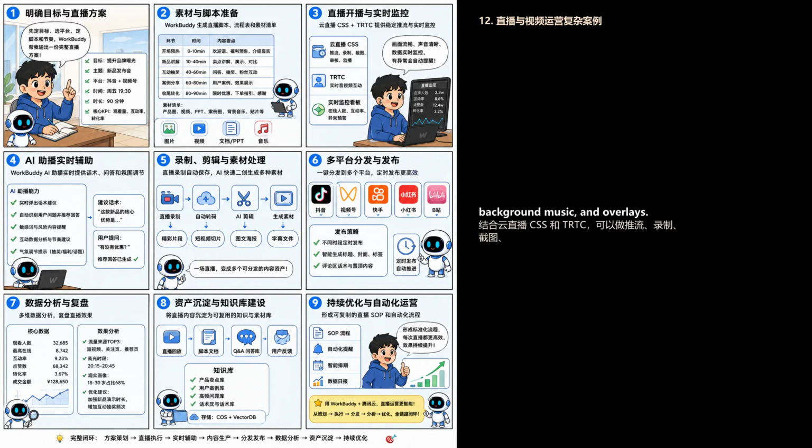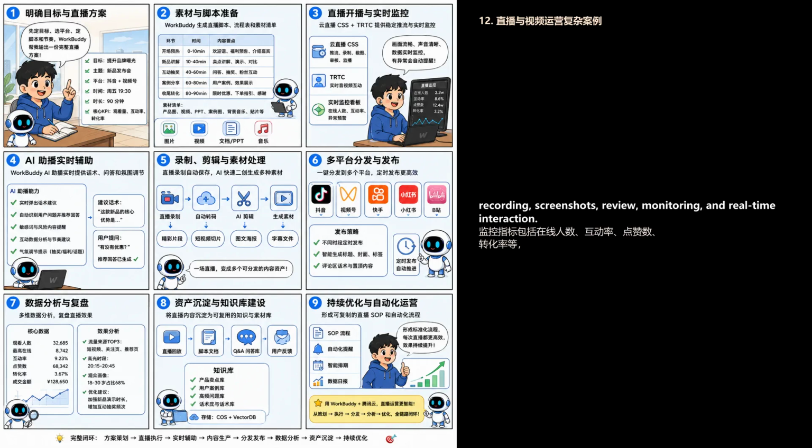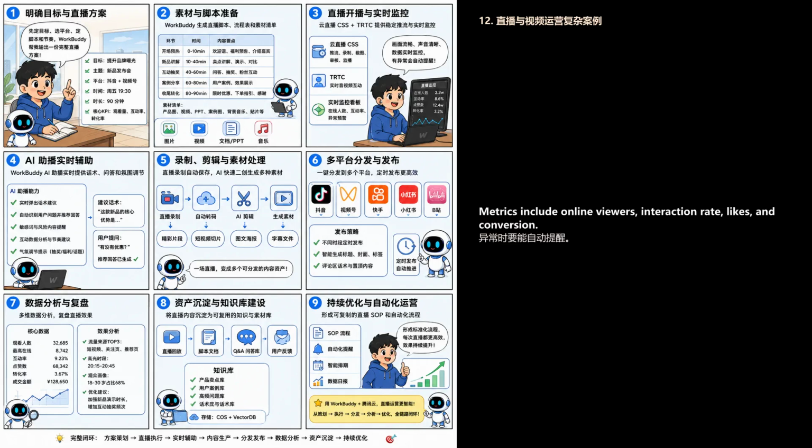The third step is broadcasting and real-time monitoring. Combined with cloud streaming services and TRTC, you can handle push streaming, recording, screenshots, review, monitoring, and real-time interaction. Metrics include online viewers, interaction rate, likes, and conversion. Abnormal situations should trigger reminders.